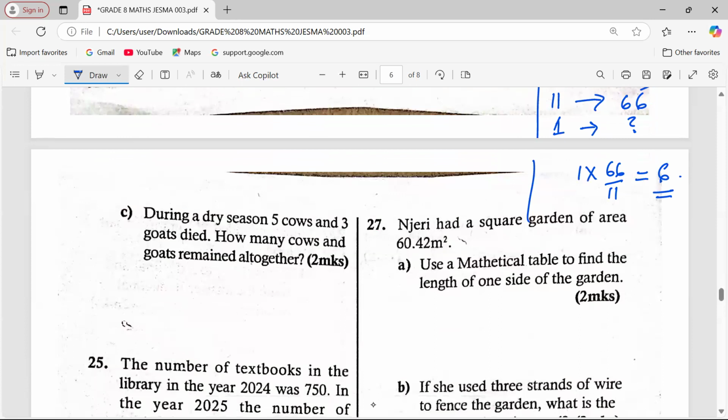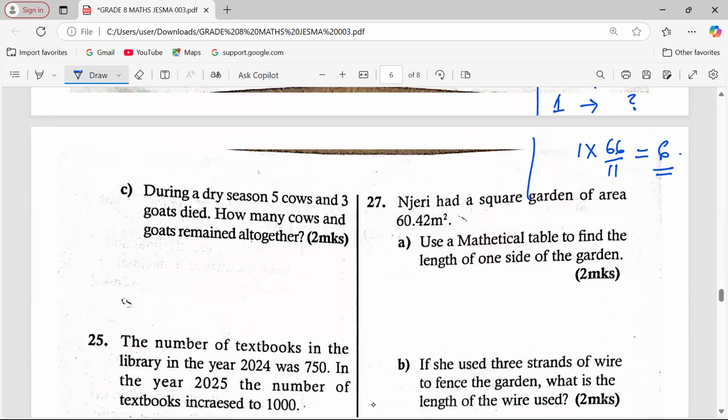During a dry season, 5 cows and 3 goats died. How many cows and goats remained all together? So cows are now changing from 30 and 5 are dying. So we get 25 cows. Then we have now goats.